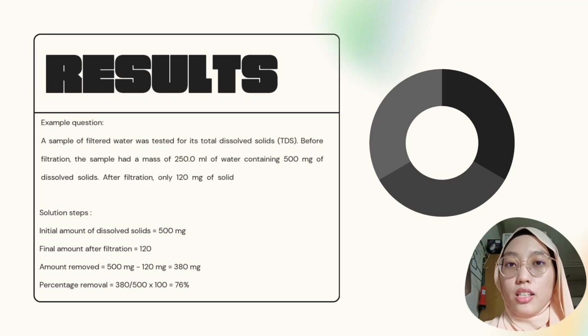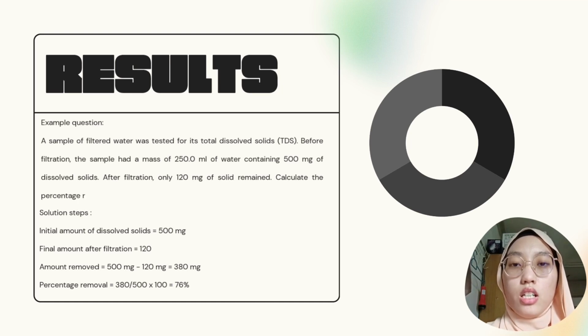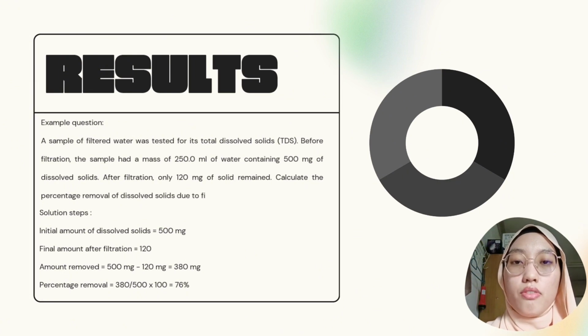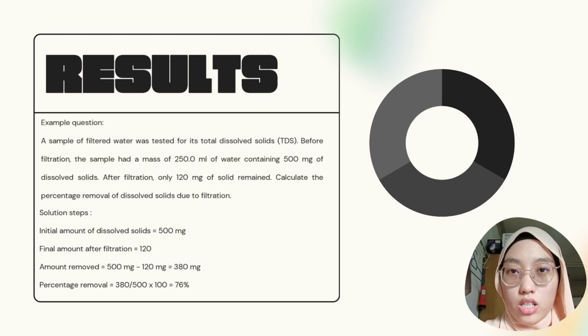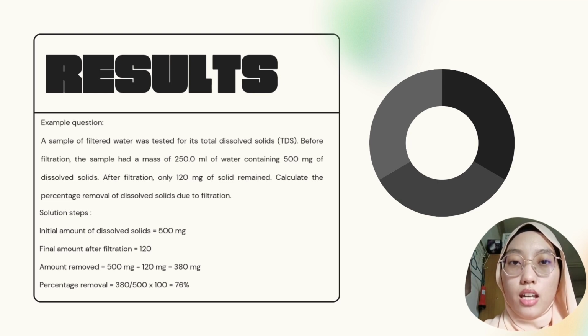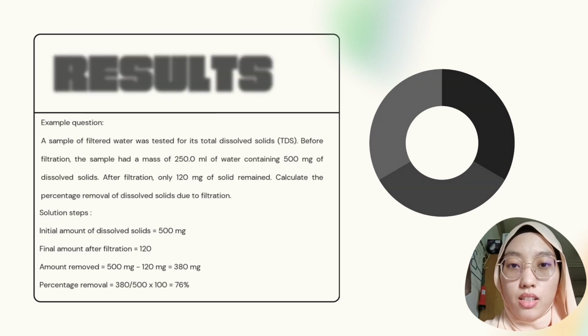To calculate the percentage removal of dissolved solids due to filtration, the first step is the initial amount of dissolved solids, 500 mg, minus the final amount after filtration, 120 mg, and you get 380 mg. To calculate the percentage removal, the amount removed, 380 mg, is divided by the initial amount of dissolved solids, 500 mg, and multiplied by 100%, and you get 76%.